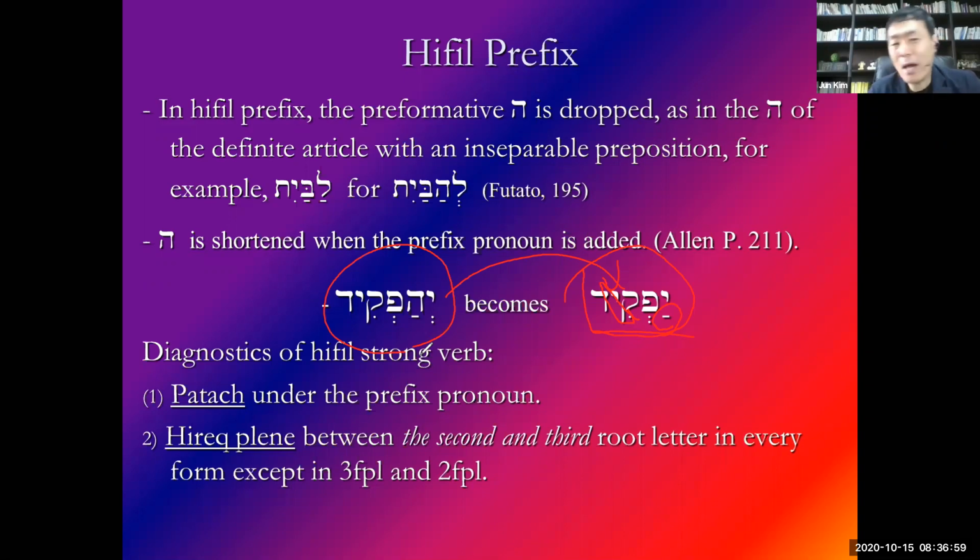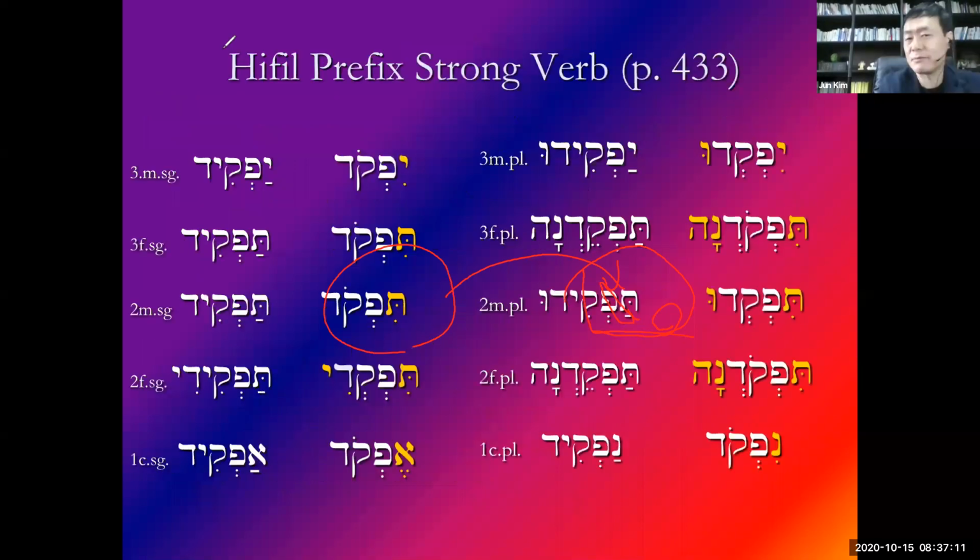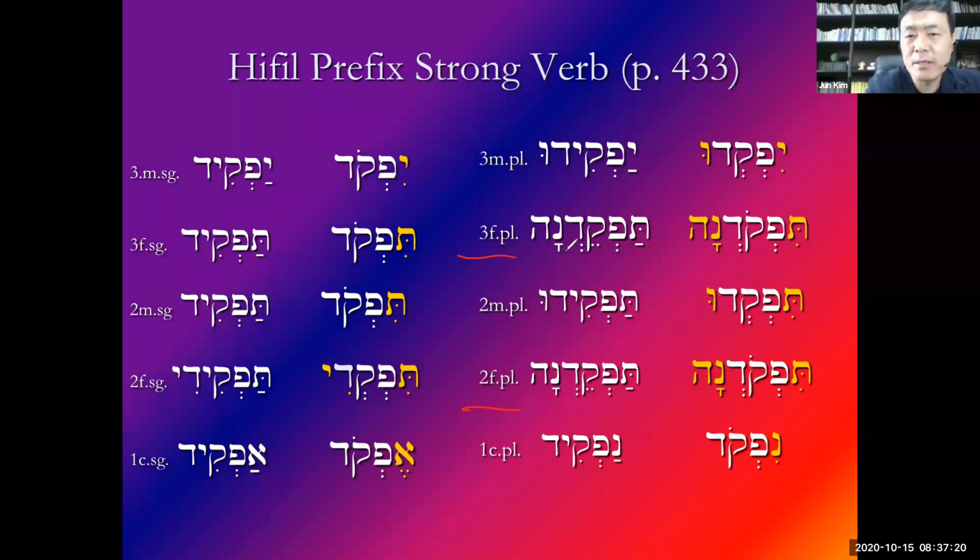Why for 3 FPL and 2 FPL? Can you recognize anything? What specific ending do they have? 3 FPL, 2 FPL. What specific ending do they have? Look at this. 3 FPL, 2 FPL, they end in nun-ah. What is special about this?